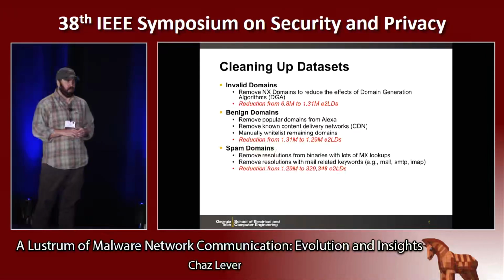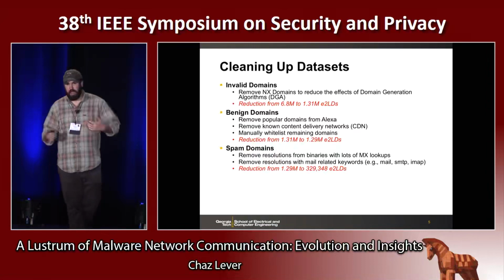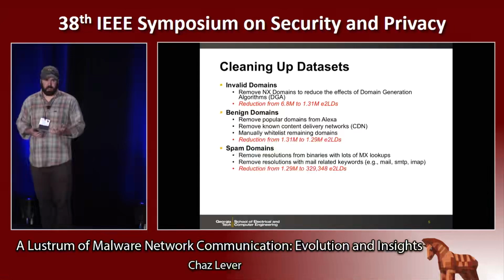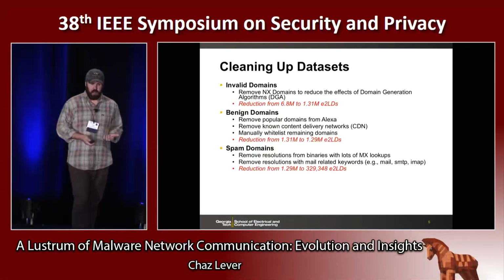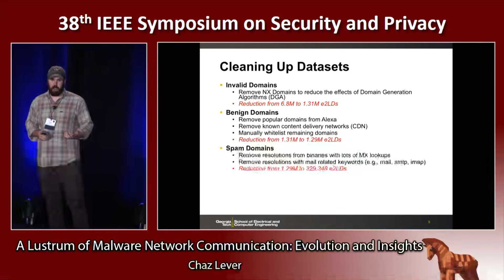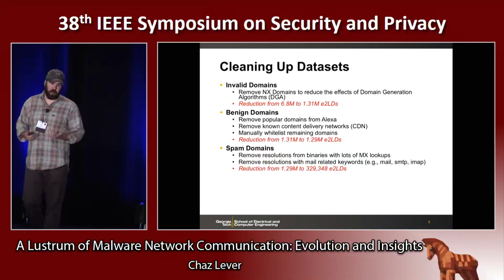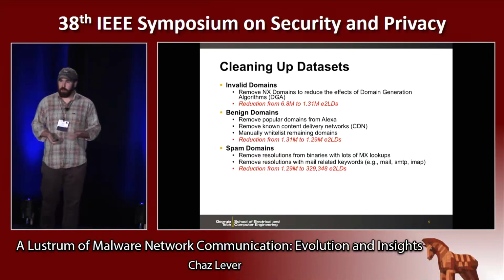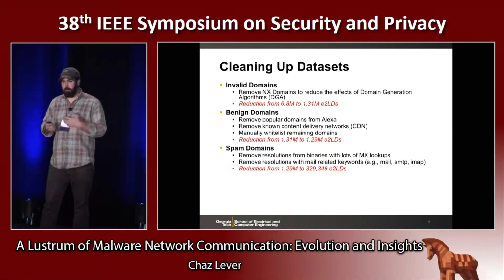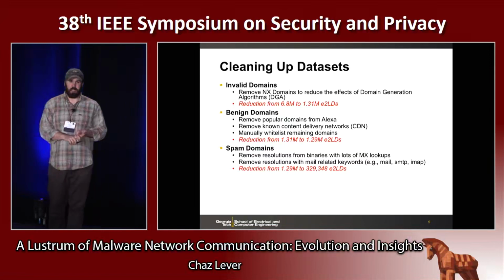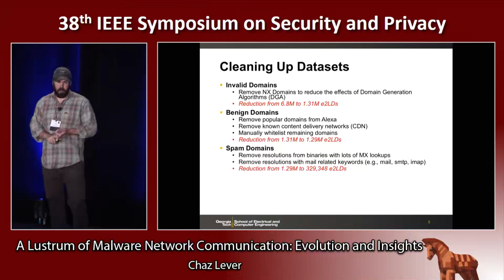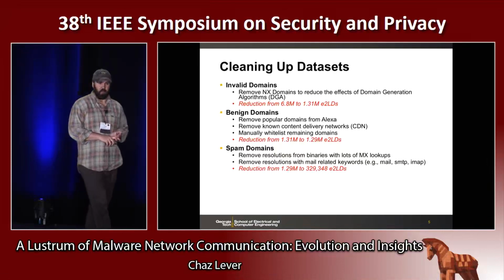The next thing we wanted to do was filter out spam, another category of malware that we sampled. There's a lot of great work done on spam, and we didn't want our results to be tainted by behavior that was more spam-related than associated with other types of malware behavior in our data set. So we removed resolutions from binaries with lots of MX lookups, and we also removed resolutions from domains that had mail-related keywords, for example mail.example.com or smtp.example.com. This gave us another nice reduction down to about 329,000 effective second-level domains.